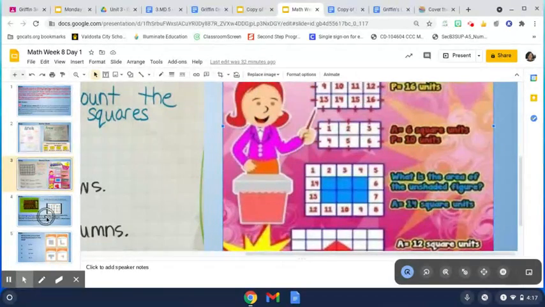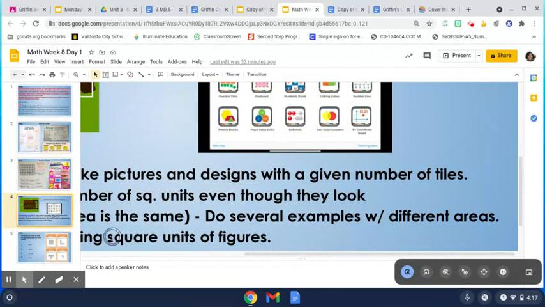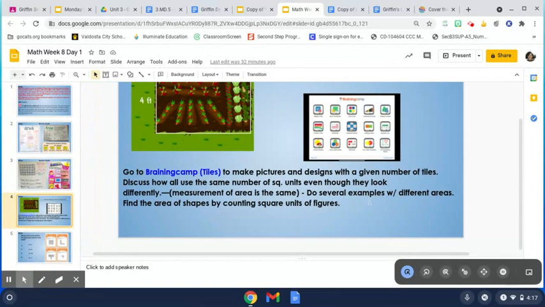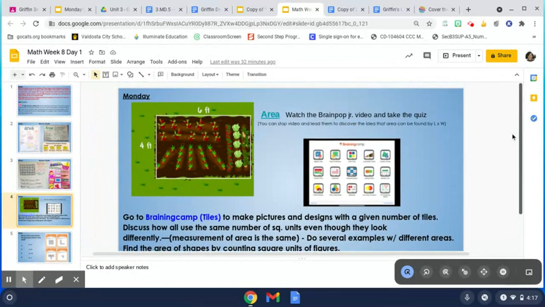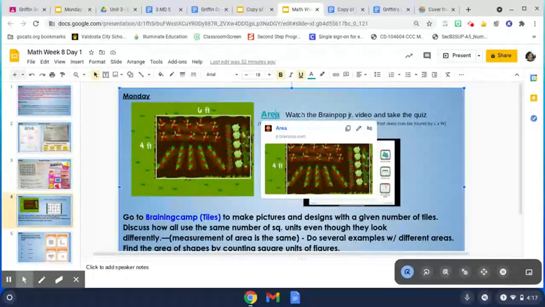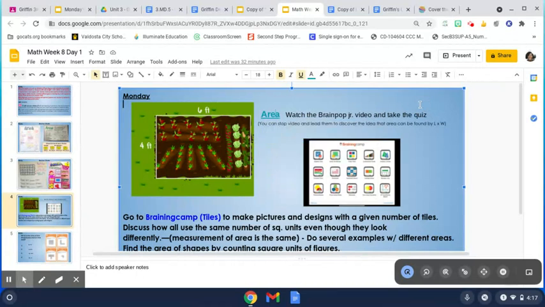Okay. What you're going to do today, make this a little bit smaller here. Now that I've deconstructed the standard and broke down the vocabulary to help you understand, you're going to click here to watch the Brain Pop video and take the quiz. There is a quiz that you can take. So there's the Brain Pop video there. The quiz I will put in a Google Forms for you to take.